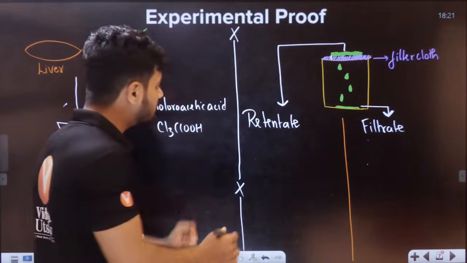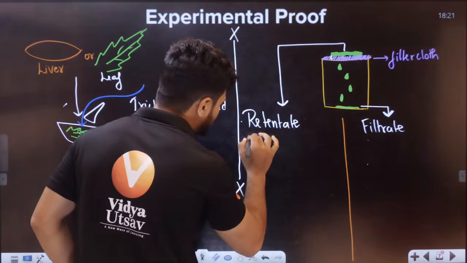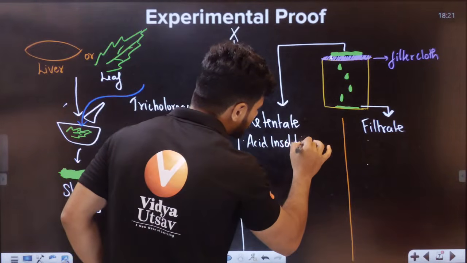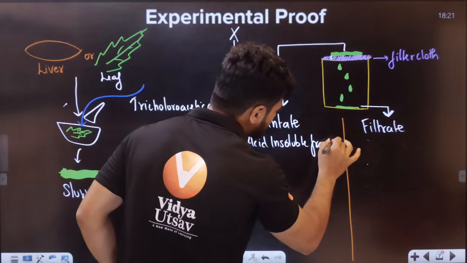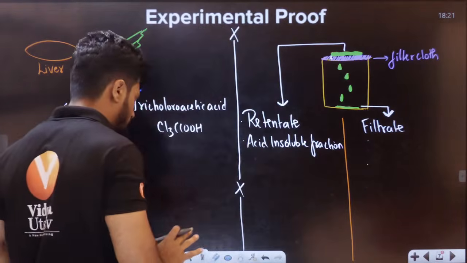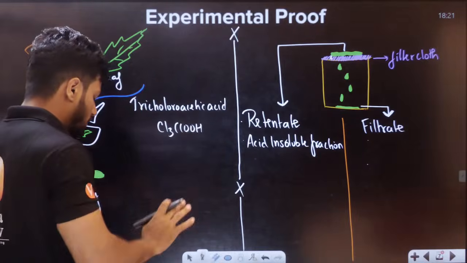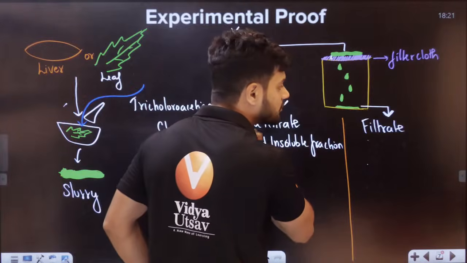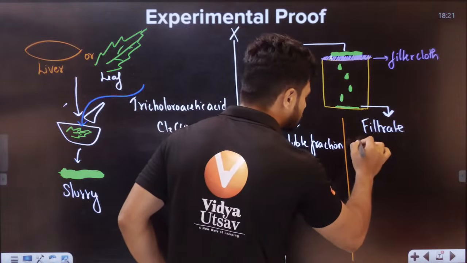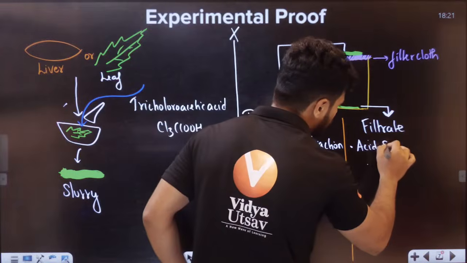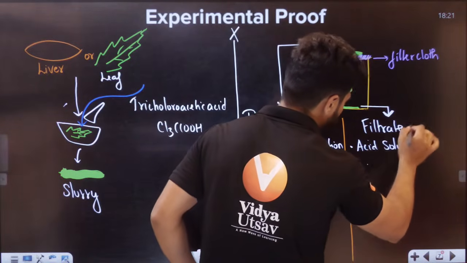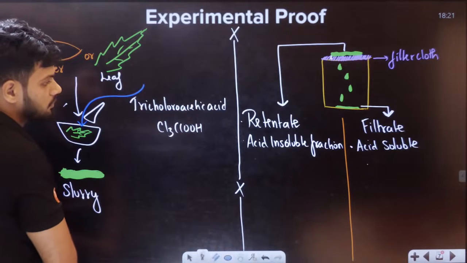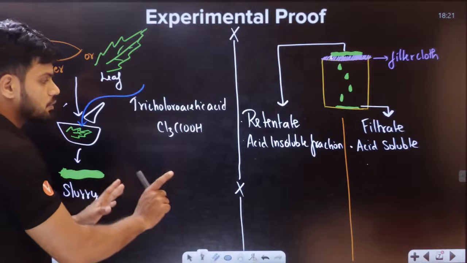So can I call the retentate the acid insoluble fraction? Yes, students, I can call that the acid insoluble fraction. Now, whatever is coming down here, dripping, I will call acid soluble. It is called the acid soluble fraction, students. Okay. Now, students, any doubt till here?